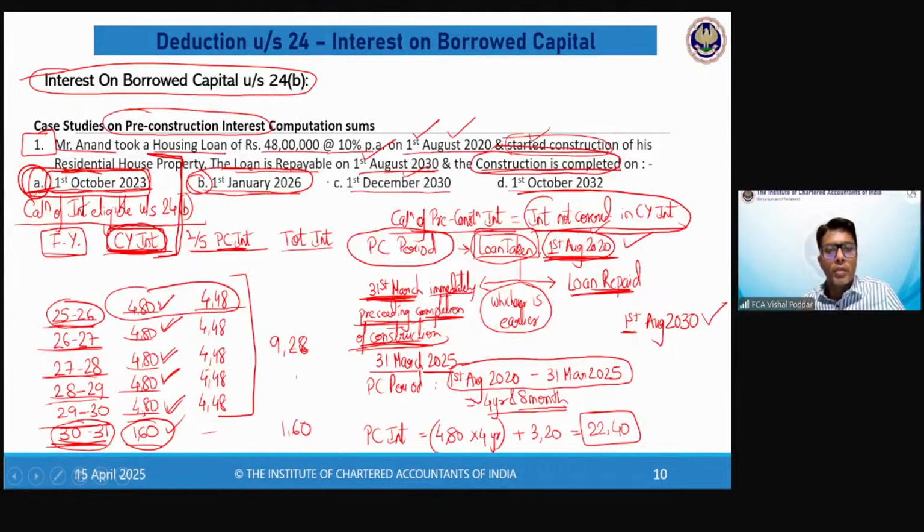Third case scenario. This will again answer many people's question. Now my construction is completed on 1st December 30. So if it is getting completed on 1st December 30, let me change this a little. Let us say I will make it 1st December 28.